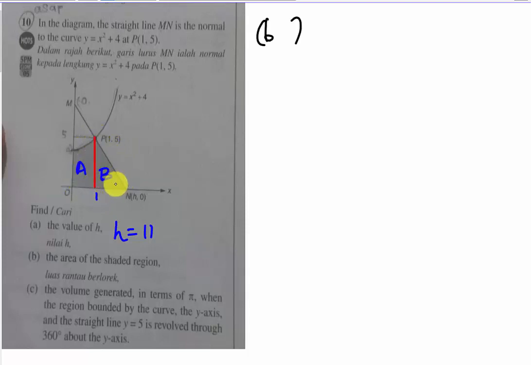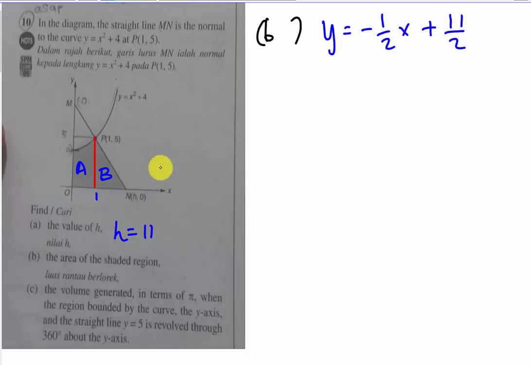Alright, for part B, you have to integrate the straight line. I hope you still remember the equation of the straight line. It equals y equals negative half x plus 11 over 2, if I have not mistaken just now. Alright, this is the normal line. So you need to integrate this straight line from 1 to 11 because h is 11.